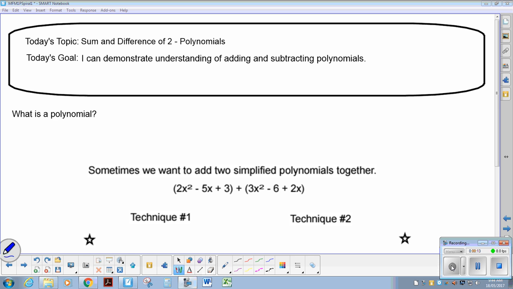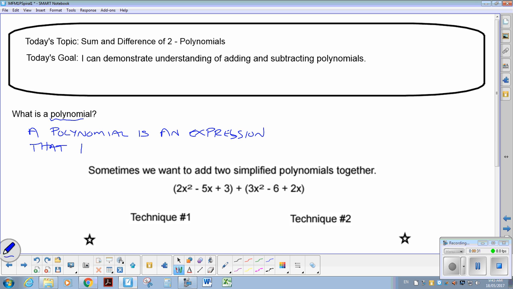Well, the question is, what is a polynomial? So a polynomial is an expression that has two or more terms. All right, so what does that mean?